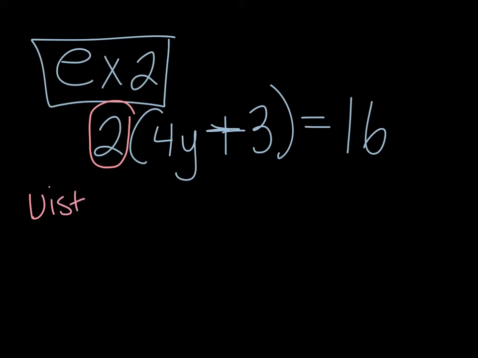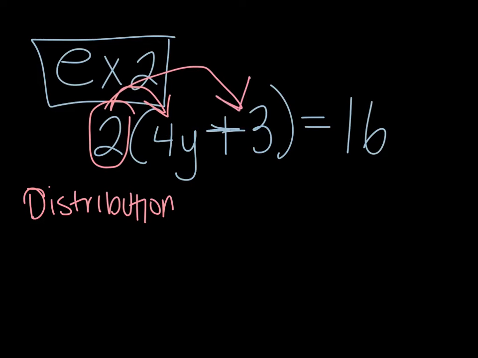distribution. Do not say move the term. That does not mean anything. You're going to distribute the 2. Not just to the 4y, to the 3 as well. You have to do it for every single number in there. So you're going to do 2 times 4, which is 8. And you're going to do 2 times 3, which is 6. And you're going to equal it to 16.